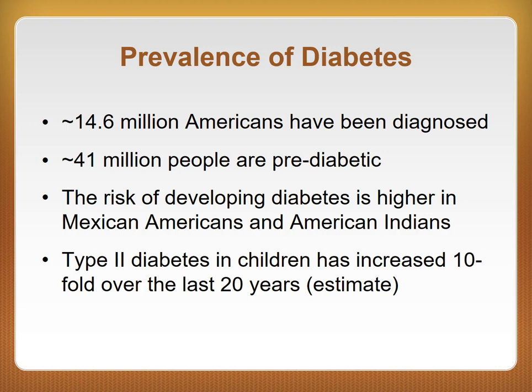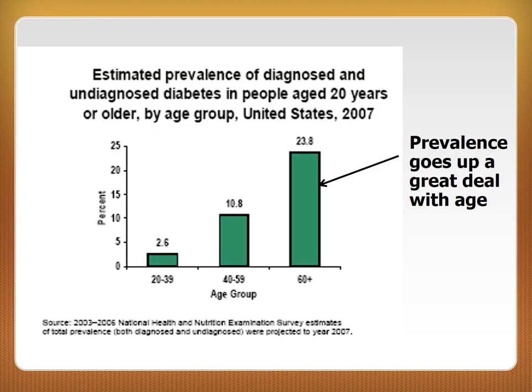According to the death certificates, diabetes was the 7th leading cause of death in the U.S. in 2006, was the underlying cause of over 72,000 deaths, and contributed to a total of nearly 234,000 deaths. Diabetes has been prevalent in the U.S. In detail, 14.6 million Americans have been diagnosed with diabetes, and approximately 41 million people are pre-diabetic. In terms of race/ethnicity, the risk of developing diabetes is higher in Mexican Americans and American Indians. In addition, it is estimated that type 2 diabetes in children has increased tenfold over the last 20 years.